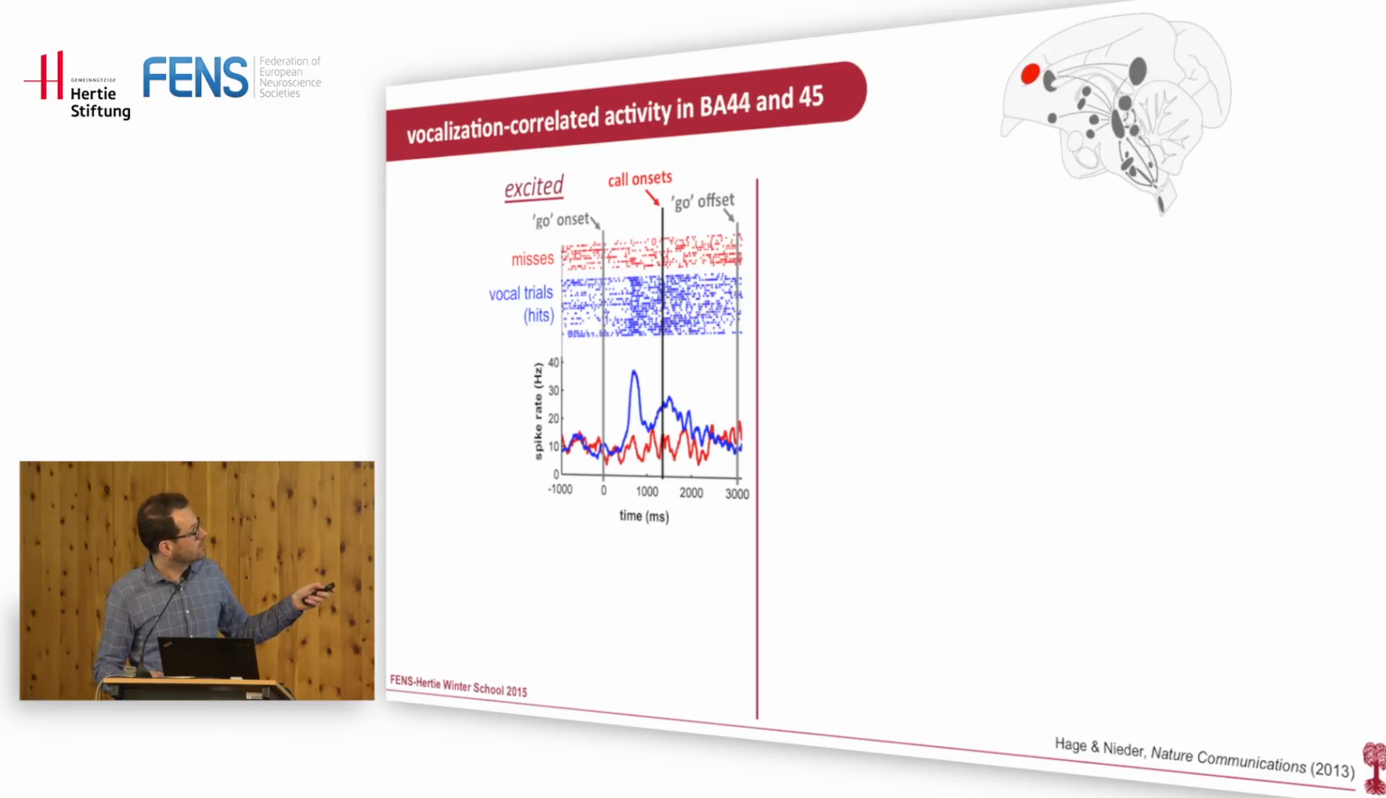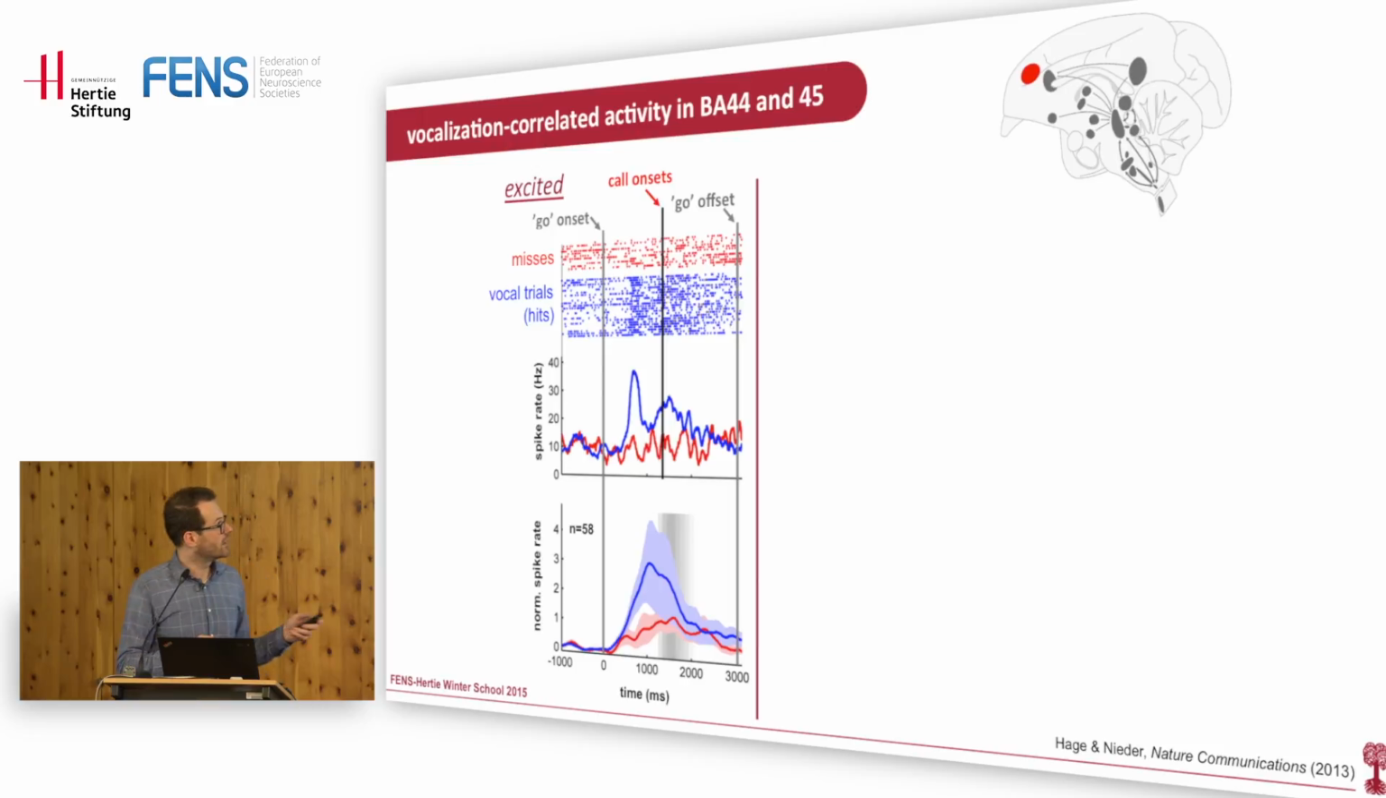So in the blue vocal trials, we have this increase in neural activity. This is well prior to call onset, so the call onsets were in this range here. The first call onsets were about here. So we have neural activity that's well prior to vocal onset. And this was also true when we looked at the population of these neurons that actually showed such a pre-vocal increase in neural activity, shown here as a so-called population response of these 58 neurons.